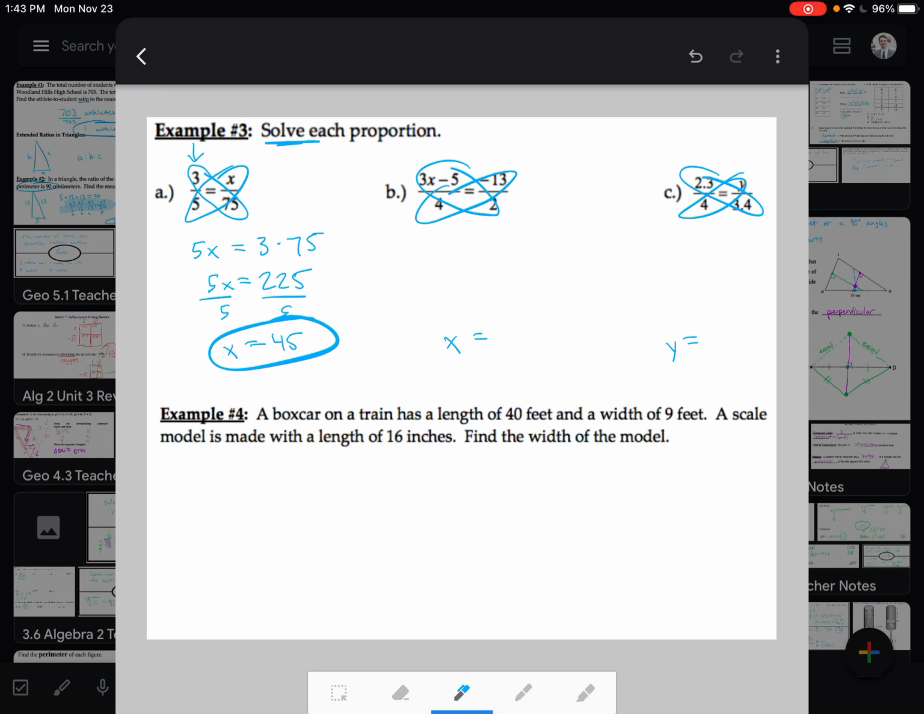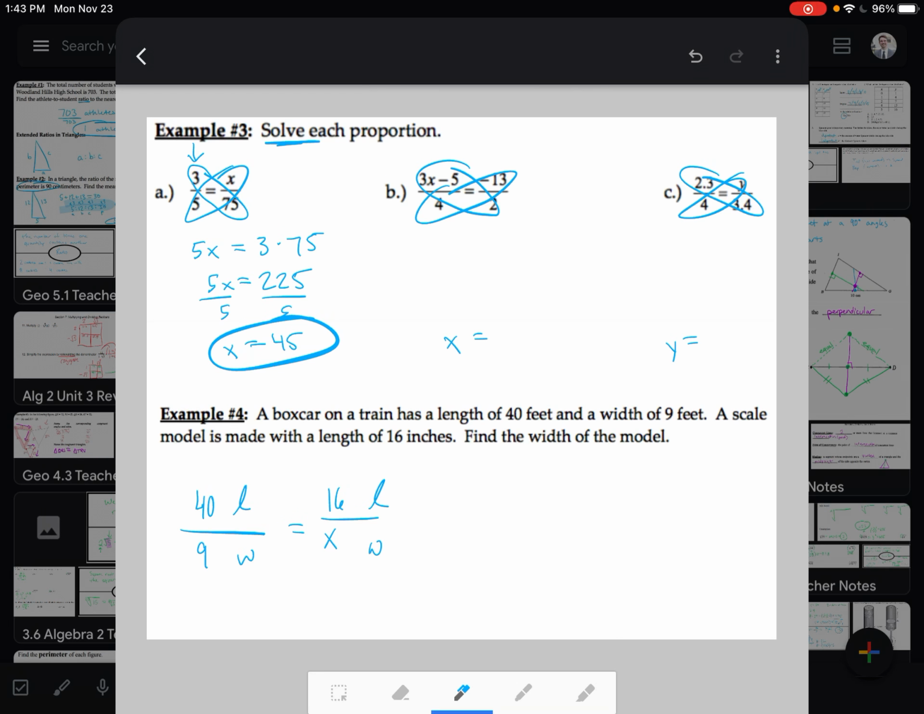And a final question to bring us back to what we were doing to start, in terms of solving word problems with these ratios and proportions, is example number 4. So a boxcar has a length of 40 feet to a width of 9 feet. So that's its ratio of length to width. So a scale model is made and it has a length of 16, but we don't know the width. So you just put in x. And that's the goal for today.